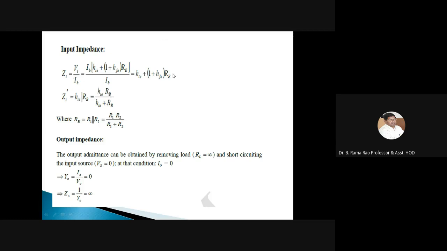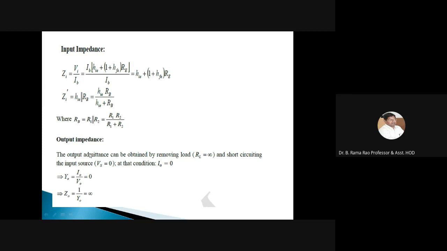Of course, ZI is sufficient for us. We have to calculate the input impedance. For understanding purposes, I have calculated ZI dash also, but ZI dash is not necessary. You may perform this ZI.